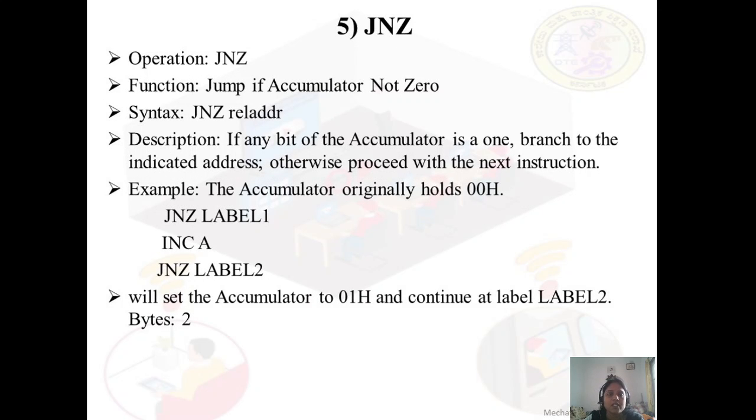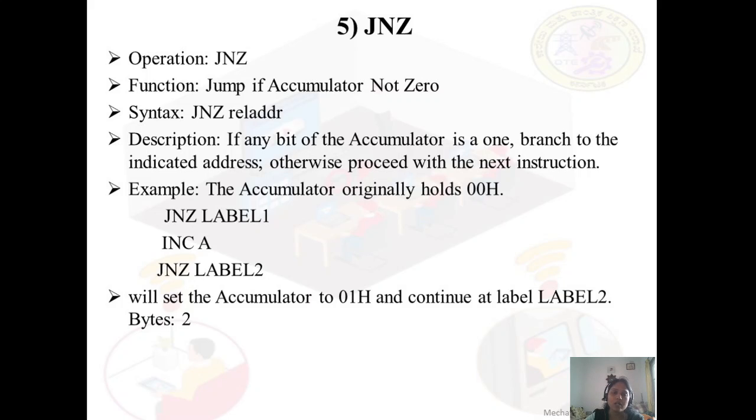Next is JNZ. JNZ means jump if accumulator not equal to 0. The syntax is JNZ relative address. So in this instruction what happens? If any bit of the accumulator is 1, then jump to the indicated address. Otherwise, it will continue with the next instruction. In this example, let us consider our accumulator will be having 0, 0. JNZ label. That means jump if accumulator not equal to 0. Since it is 0, it will not jump.